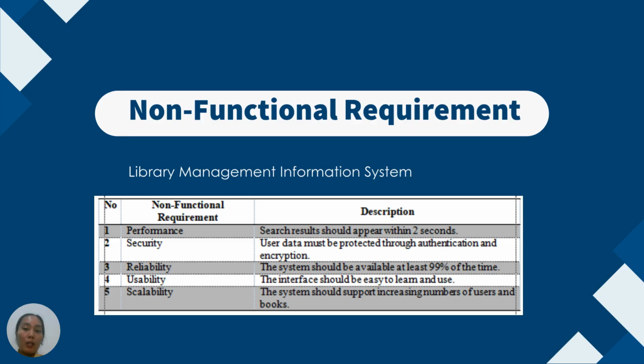Non-functional requirements. The system should provide search results within 2 seconds to ensure good performance. It should protect user information through authentication and security mechanisms. The system should also be reliable and available most of the time. In addition, the interface should be easy to use for both librarians and members. Lastly, the system should be scalable so it can support more users and books in the future.